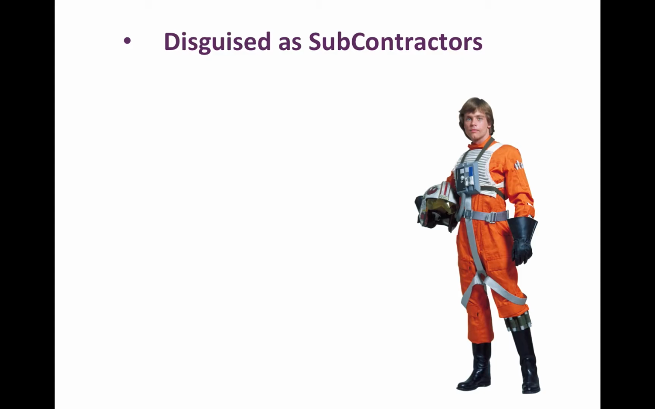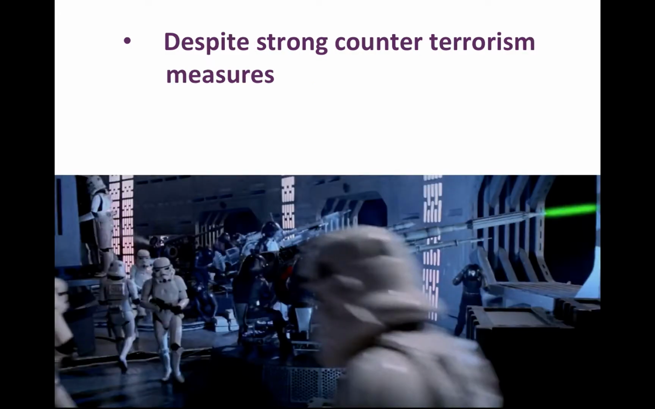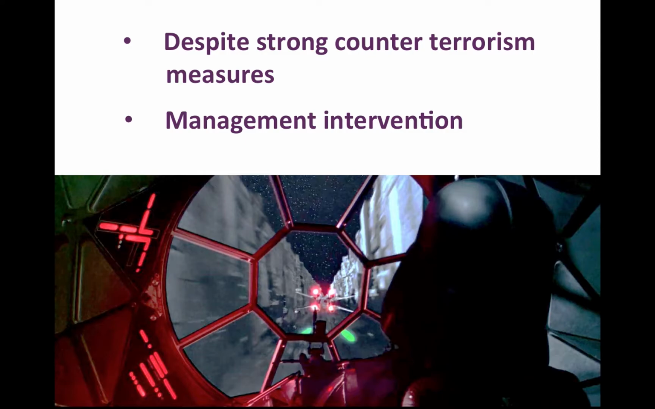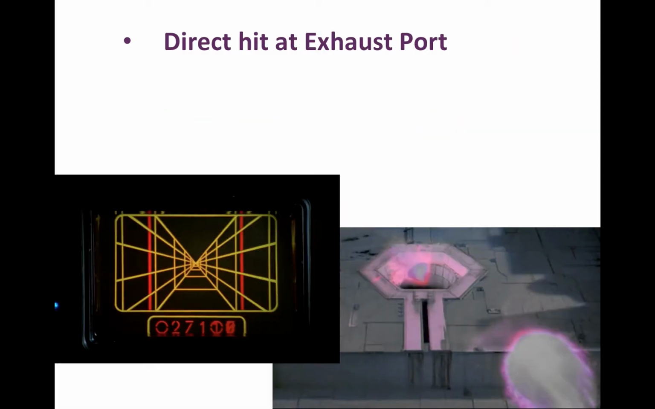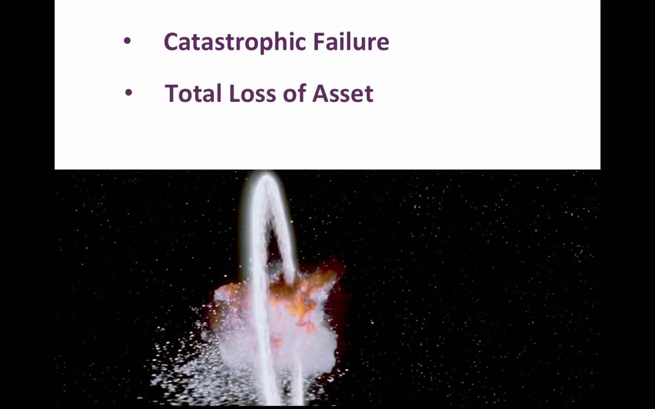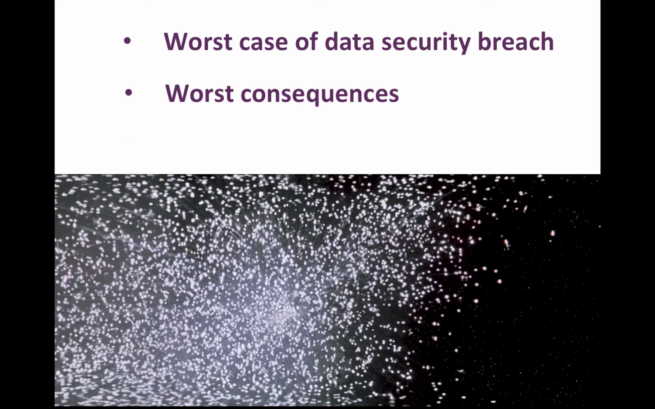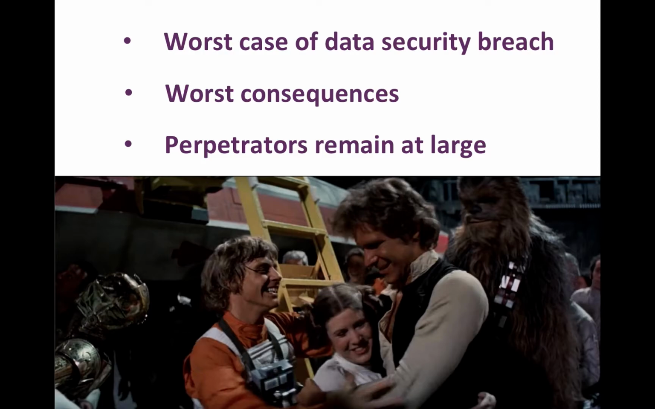So disguised as subcontractors, they evaded security and attacked the facility. Despite strong counter-terrorism measures and even management intervention at the very highest level, a direct hit was scored at the exhaust port, which caused the chain reaction. The result was catastrophic failure, total loss of the asset, and multiple fatalities. I'm sure you will agree it was the worst case of data security breach that one can think of, with the very worst consequences. And the perpetrators remain at large.